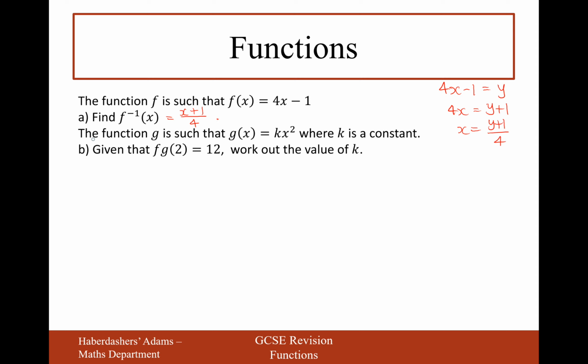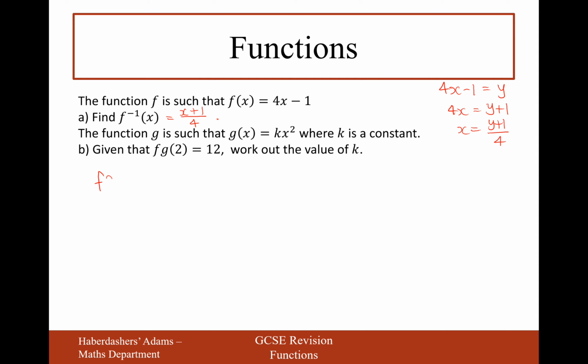Okay, moving on to part B then. The function g is such that g of x equals kx squared, where k is a constant. Part B: given that fg of 2 equals 12, work out the value for k. So what we're going to do is leave k in the question, create an equation that equals 12, and then find out what k needs to be after that.